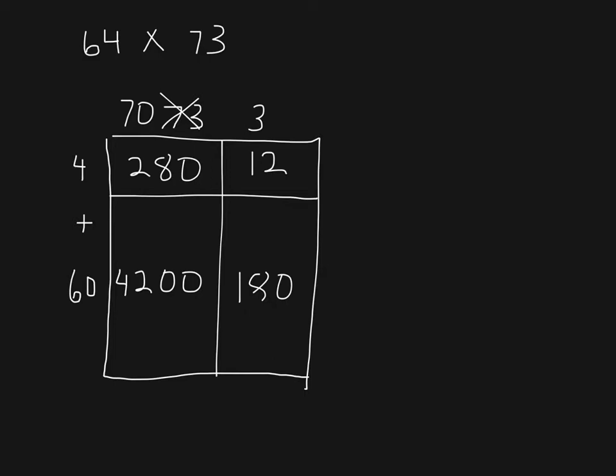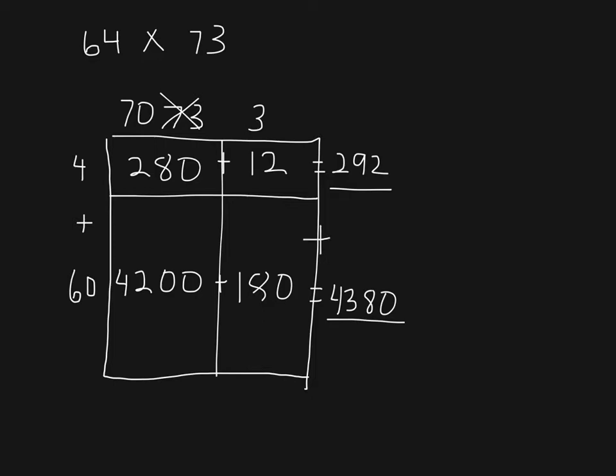And now what I'm going to do is add across. So I have 280 plus 12, which will be 292, and I've got 4,200 plus 180, which is going to equal 4,380. And after we get our partial products, 292 is one partial product, 4,380 is the other partial product.